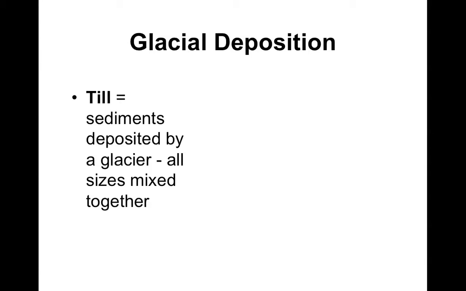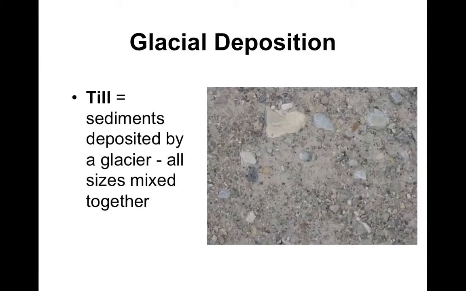Okay, here's part 2 of the Glaciers podcast. This will focus on glacial deposition. So the type of sediments that are deposited by a glacier that I want you to know is called till. And you can tell till because it's got all sizes mixed together.